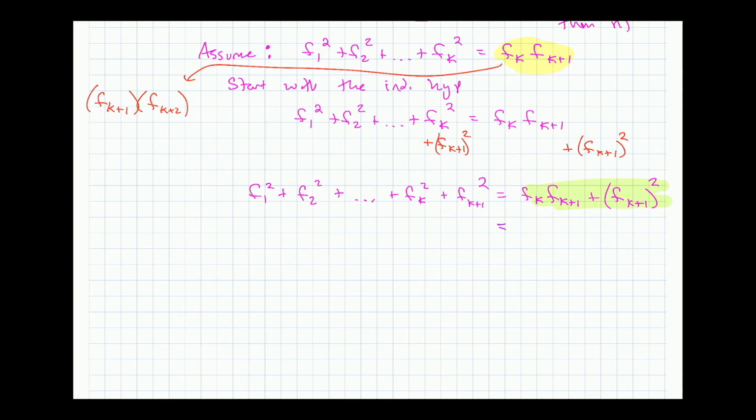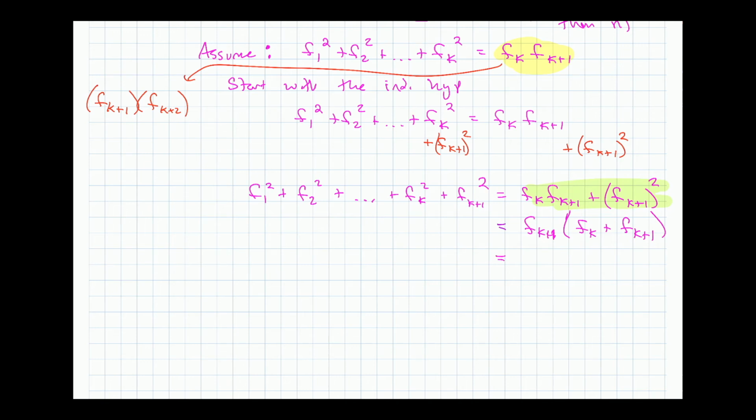What I would do is I would notice that there's an fk plus 1 here and an fk plus 1 here. So I would factor out fk plus 1. And if I factor that out, then on this first term, I'll be left with an fk. And on the second term, I'll be left with an fk plus 1.